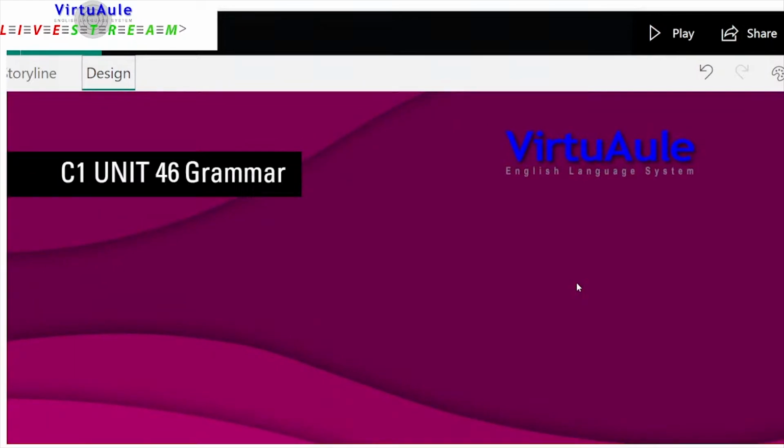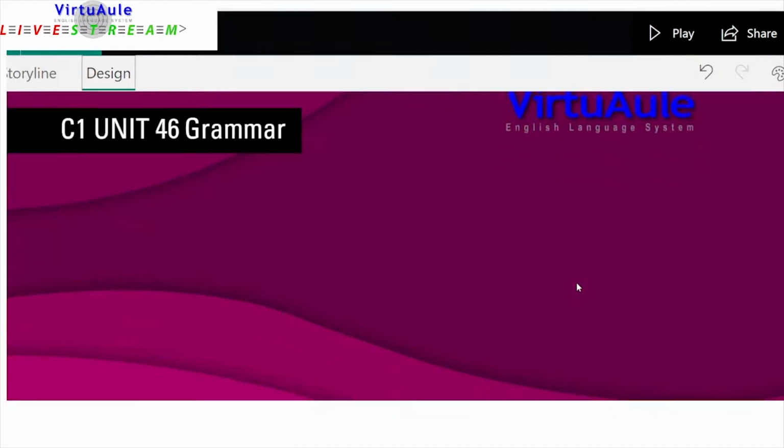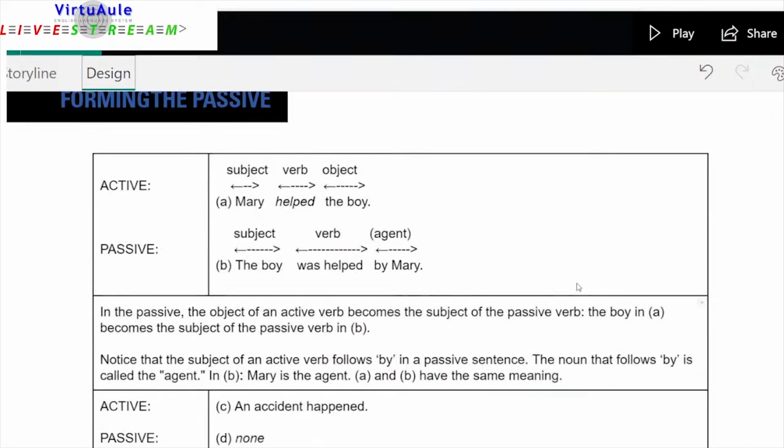Checking C1 Unit 46 grammar. This is the grammar part, and we'll start with how to form the passive.